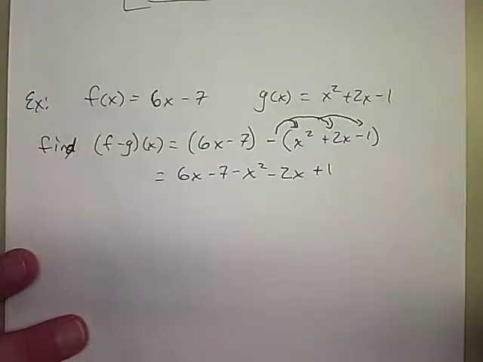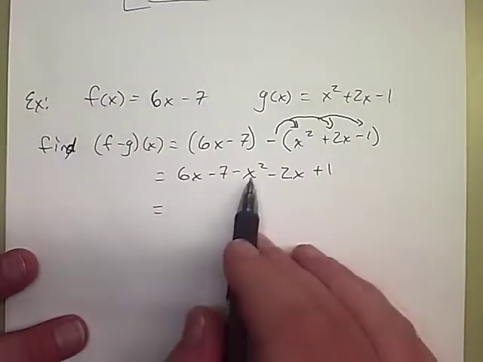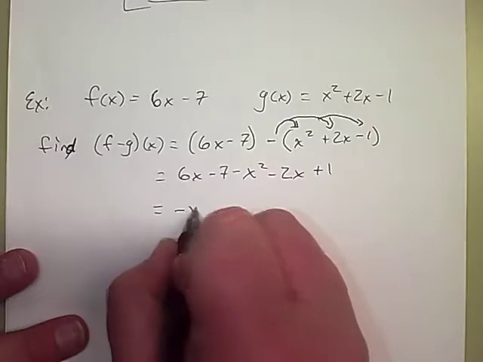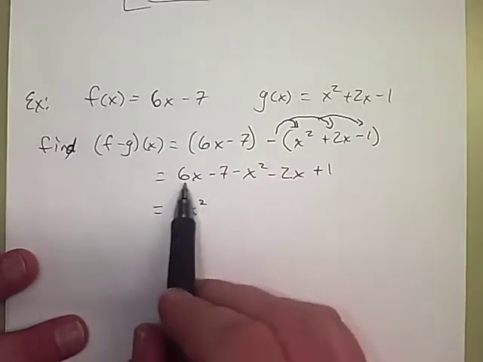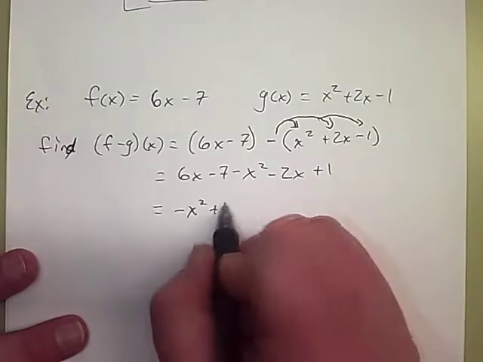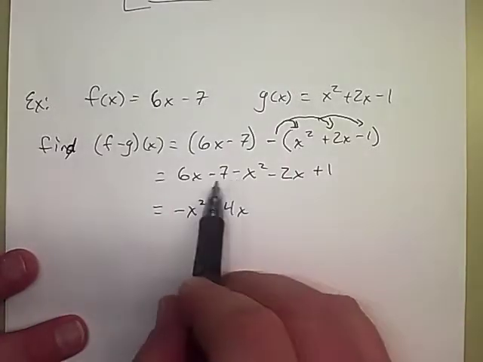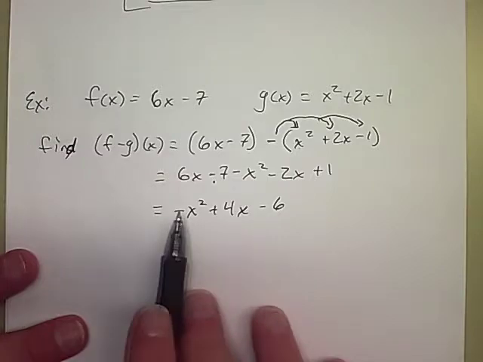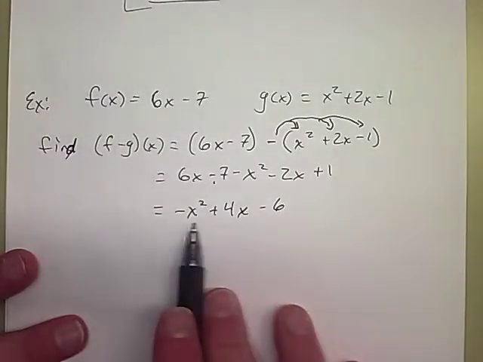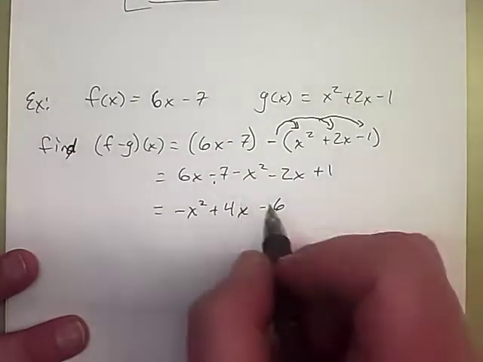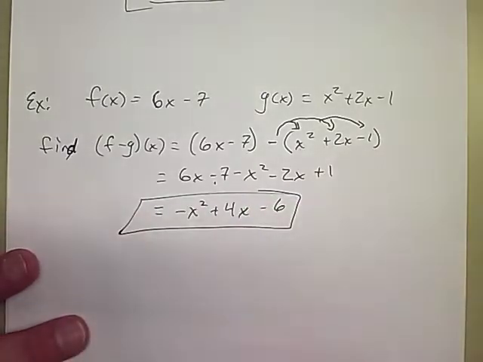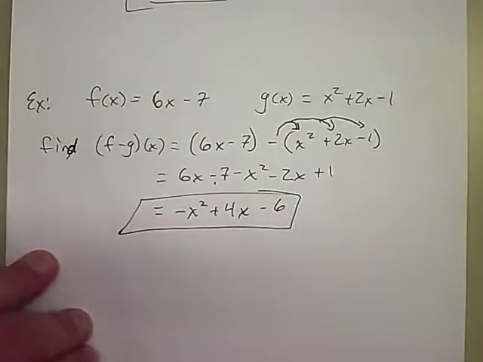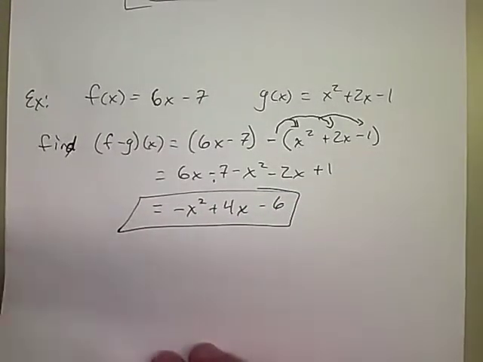Now I want to combine my like terms. Starting with the largest exponent, I have a negative x squared. 6x minus 2x is a positive 4x. And negative 7 and a positive 1 is a negative 6. So f minus g of x is negative x squared plus 4x minus 6. Let's take a look at a couple more examples.